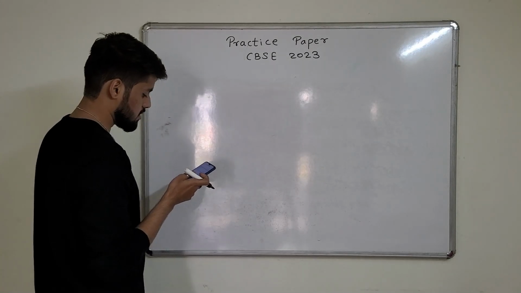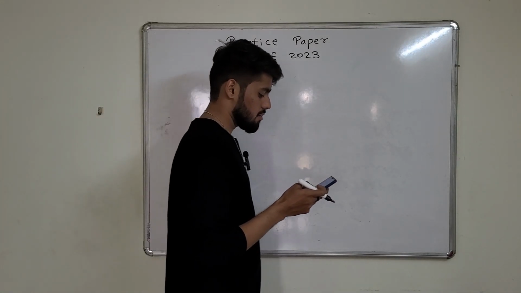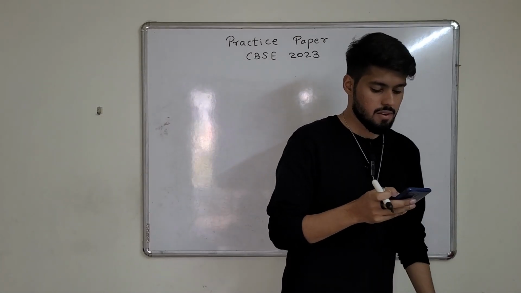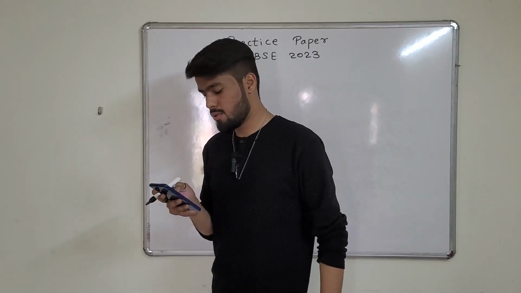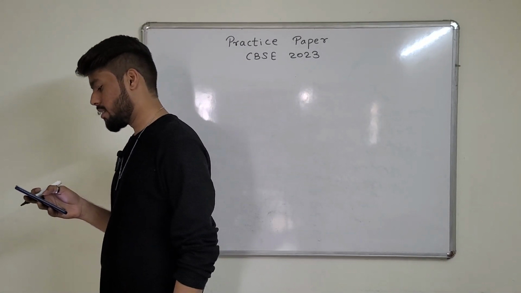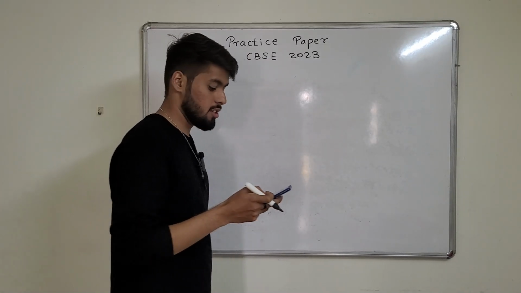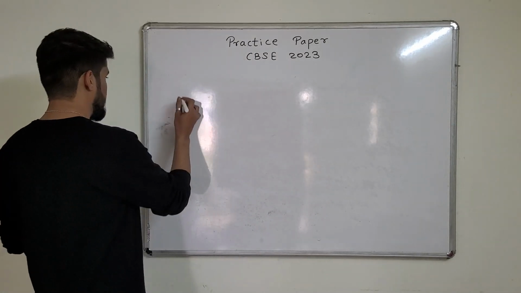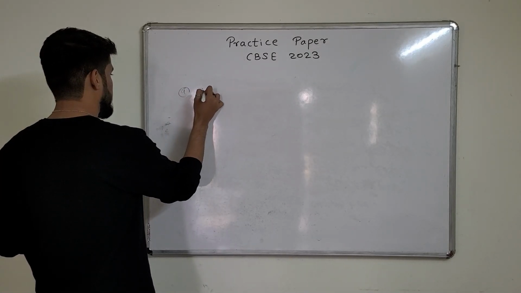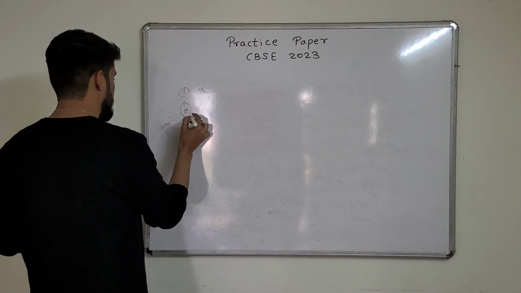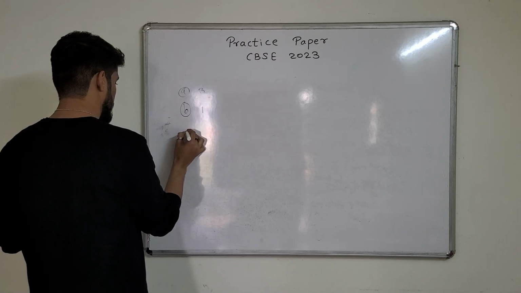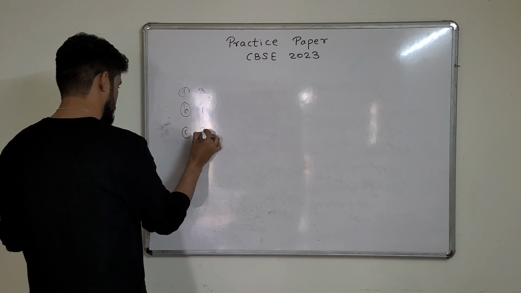So I guess this is the last MCQ. If sine alpha equals 1 upon root 2 and tan beta equals 1, then the value of cos(alpha plus beta) is what? The options are: option A is 3, option B is 1, option C is 2, and option D is 0.